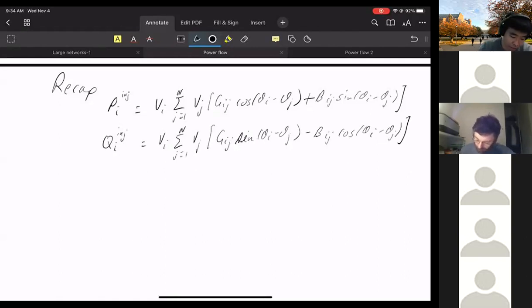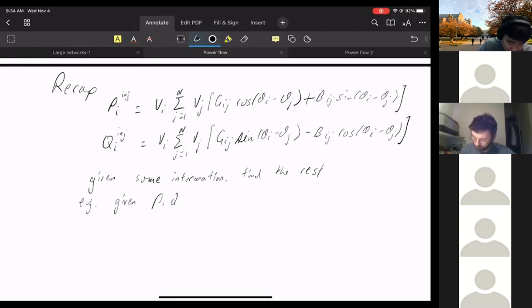And our goal is always, given some information, to find the rest of the information. For example, given P and Q, find V and theta. Because we have these equations, we can measure, let's say, active and reactive power. Then we solve this equation to figure out the voltage and the angle. Okay?